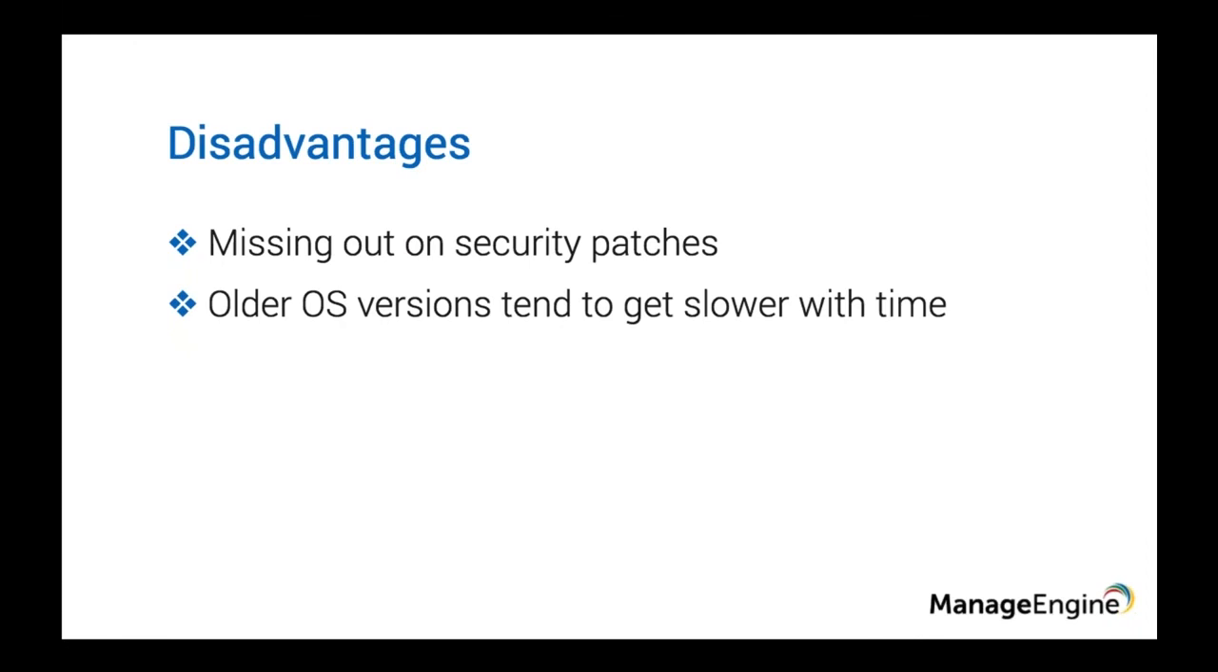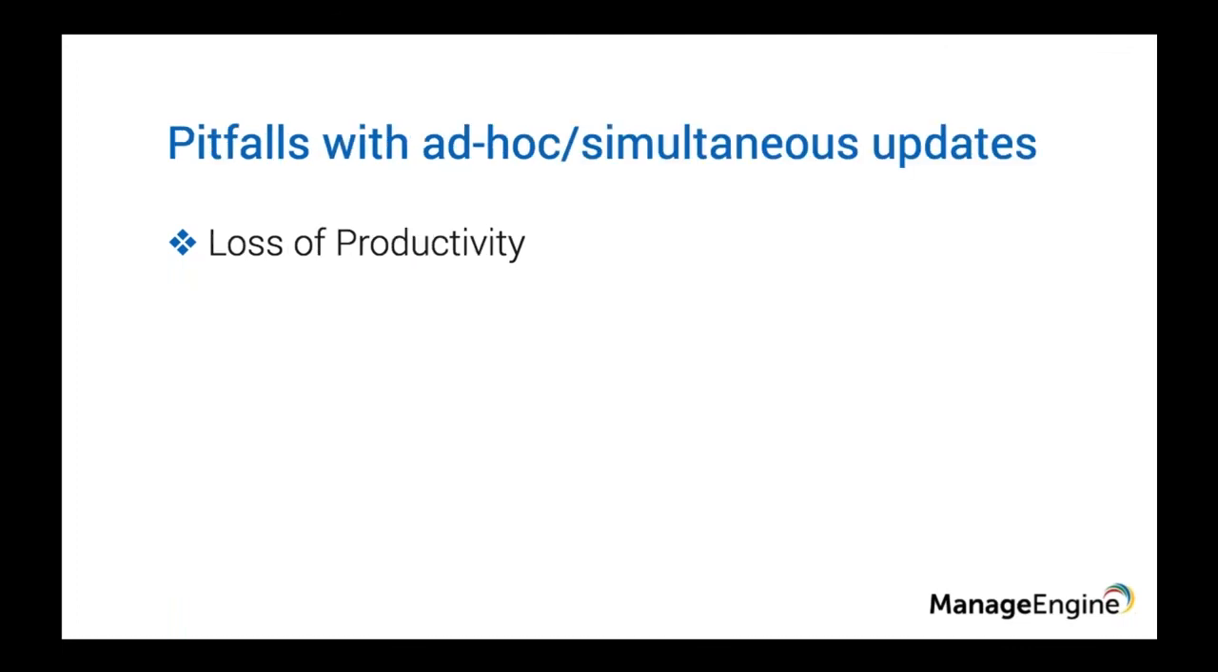Similarly, as you all know, older OS versions tend to get slower with time because the companies that make the OS stop supporting them. What are the pitfalls in case you allow the OSs to be updated simultaneously or in an ad hoc manner? In such a scenario, it leads to loss of productivity because an OS update usually takes time, and during that time, the device cannot be used for any other purpose. This leads to a decrease in productivity.